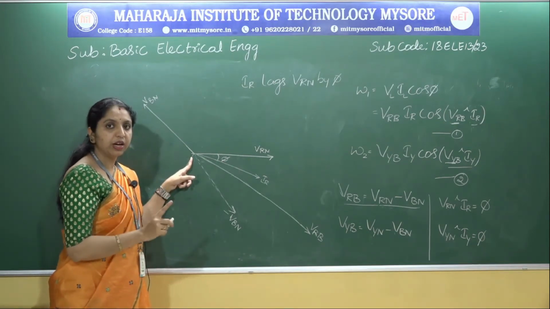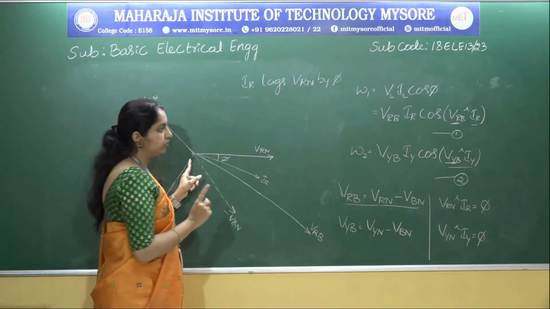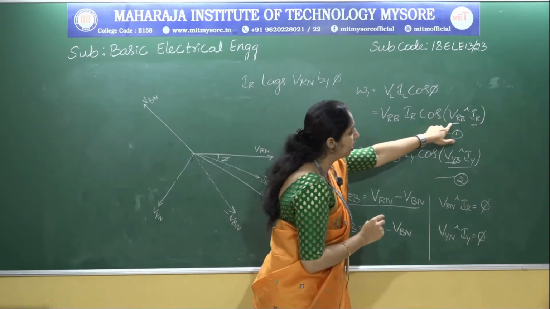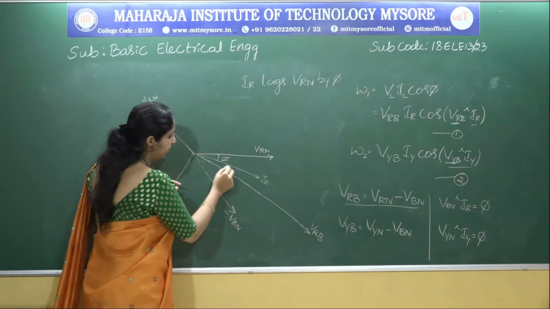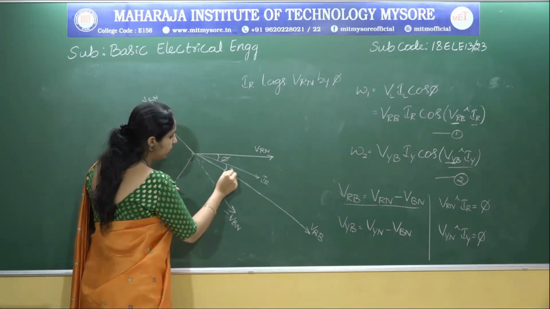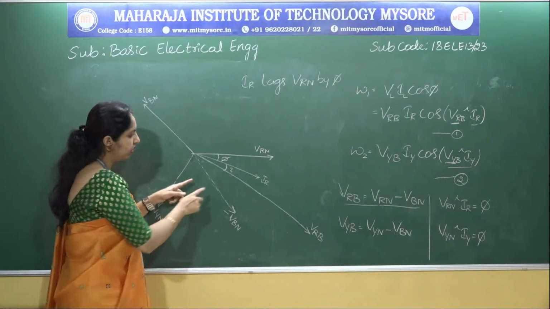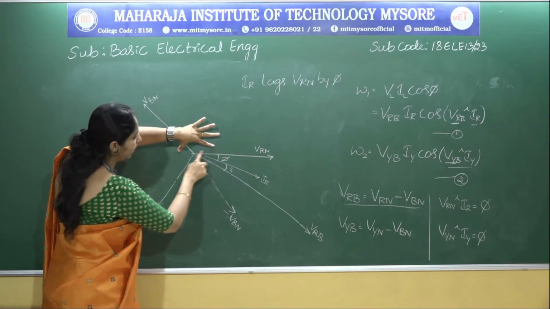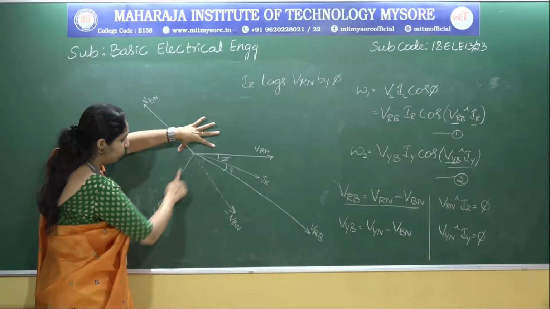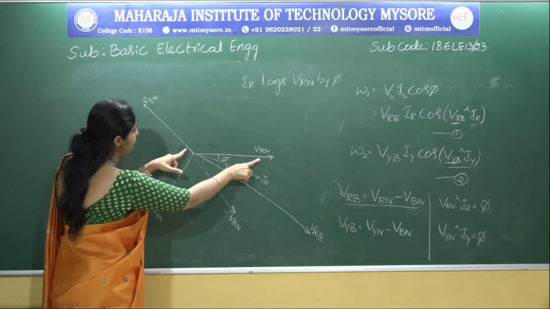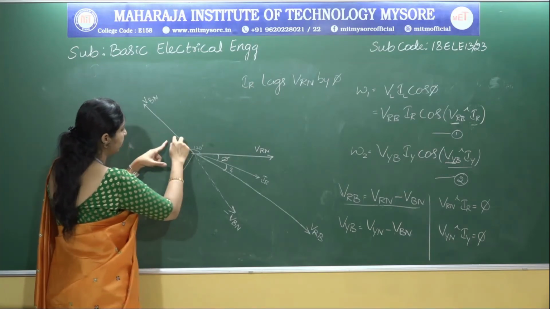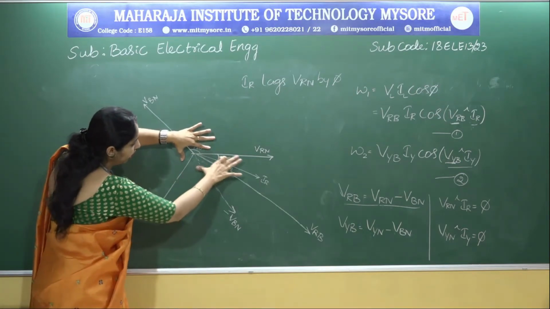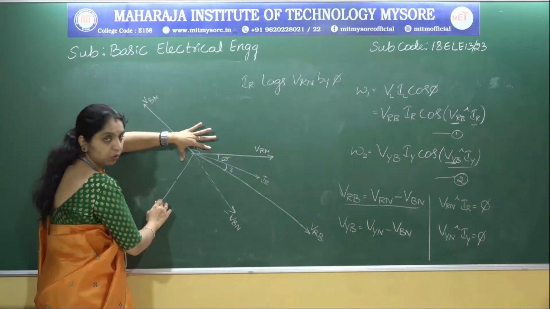Now our aim is to find the angle difference between VRB and IR. Our final aim is to find the angle difference between VRB and IR. So what is the angle at this point? Look at this, what is the angle here? We know that the angle difference between VRN and VYN is 120 degree, because the angle difference between VRN and VBN is 120 degree, and similarly from here to here 120 degree, and from here to here 120 degree. Look at this carefully. Angle difference between VRN and VYN is 120 degree.